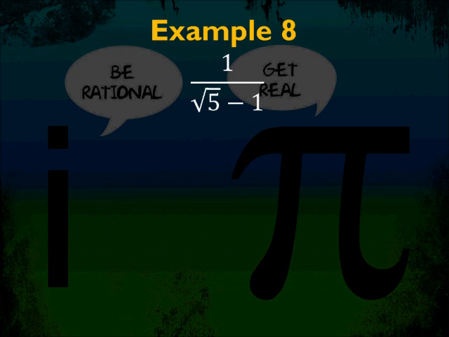Example 8, 1 over radical 5 minus 1. Again, with a binomial and a radical in the denominator, you must multiply by the conjugate. So go ahead and try to do this one yourself, and then restart the video when you're ready to check your answer.